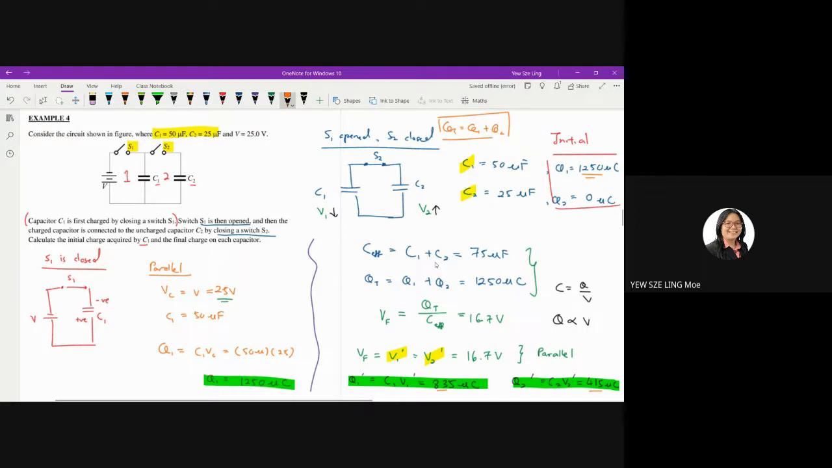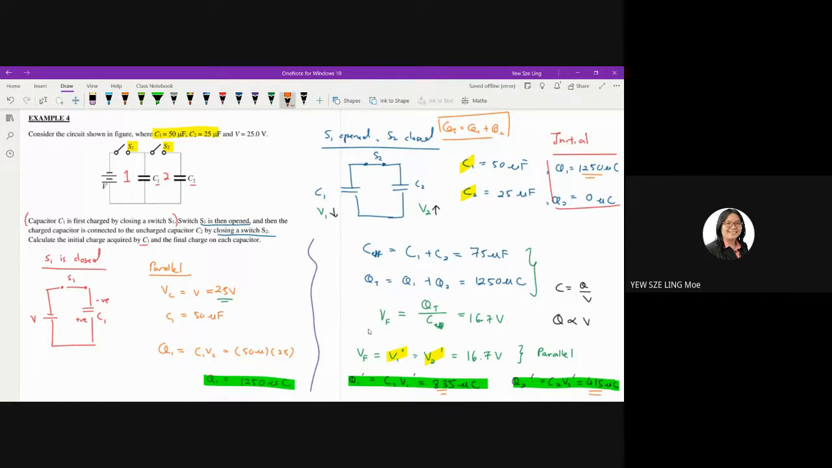If when you add them up, they are not equal to the total charge in the circuit, then it means you got the wrong answer. There must be something wrong in your calculations, or something wrong in your concept. So that is how we check whether we got the right answer or not. So total charge 1250, you add them up and see whether you got the right answer. All right, so that is the answer for example 4.